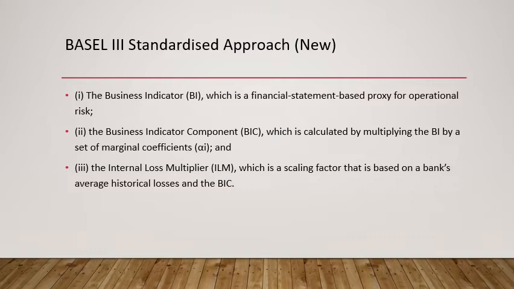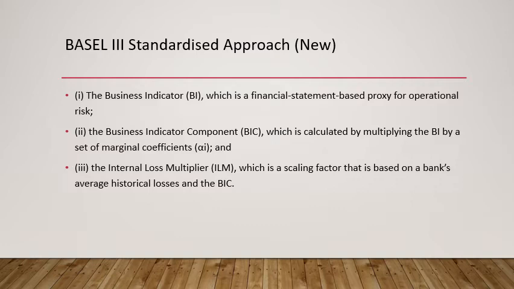In order to understand the capital requirement under the standardized approach, we need to understand three things. The first thing is the business indicator, which is called the BI, which is a financial statement based proxy for operational risk. As I said in the beginning, if you have to calculate operational risk, you have to use financial statements, like we did with annual gross income. That is also a proxy. It shows that if your income level is this much, then you will have this kind of risk. So we are continuing with that in a way here.